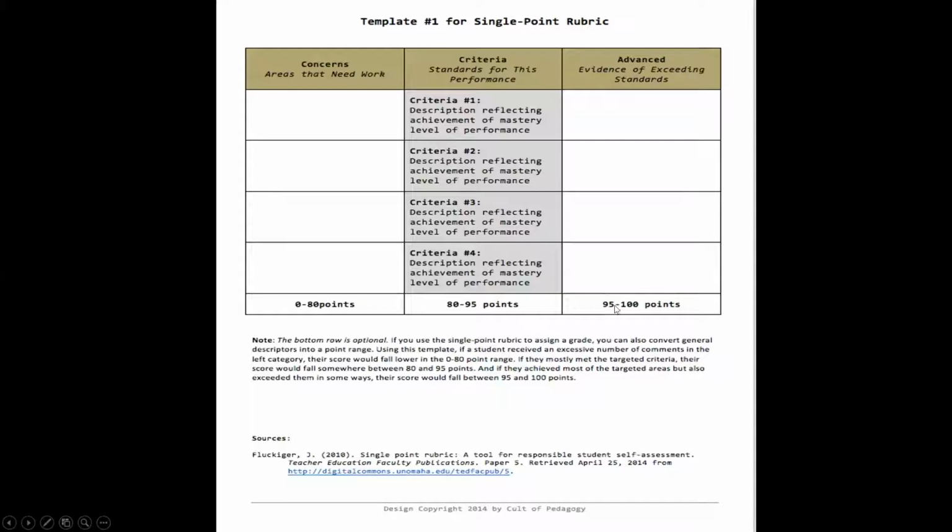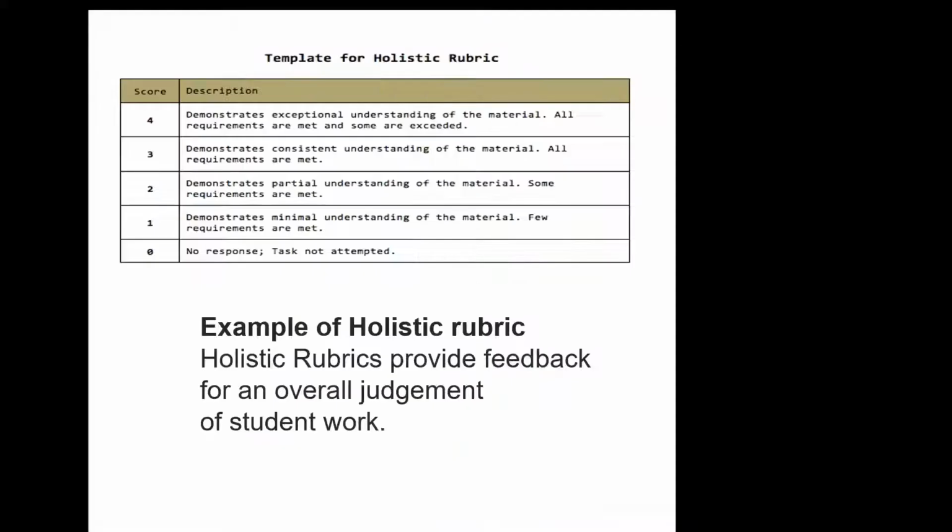If 95 to 100 is actually excellent, and 80 to 95 is meeting the standard, and 0 to 80 is below standard, or maybe average. Right, this is the example of a holistic rubric. So you see, you don't have to write anything. You've already got the descriptions, and you've got the score from 4 to 0. So all you need to do is just to circle the score.